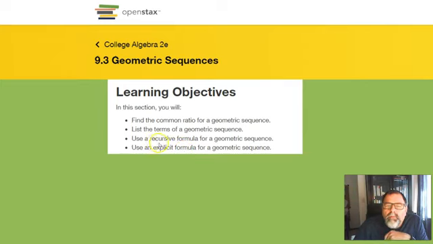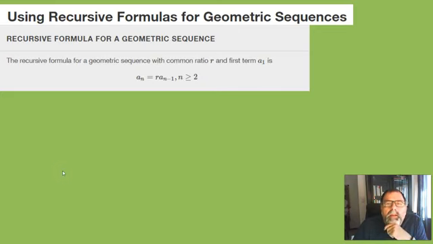Okay, so our next learning objective is to use a recursive formula for a geometric sequence. That's what I was alluding to in that last example. Here is a geometric sequence defined recursively. The recursive formula for a geometric sequence with common ratio r and first term a sub 1 is given by a sub n equals r times a sub n minus 1. So you just take the previous term and multiply it by r, for all n greater than or equal to 2.